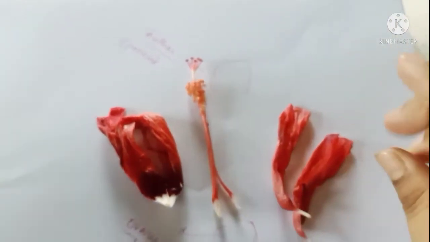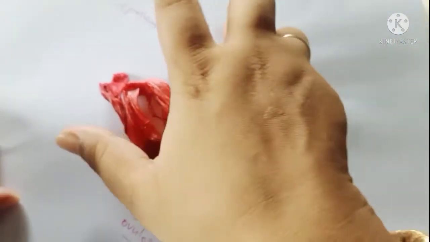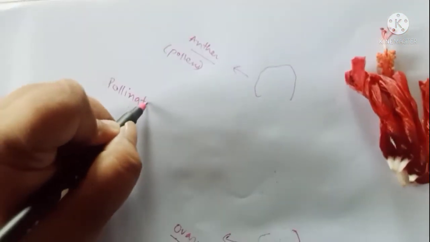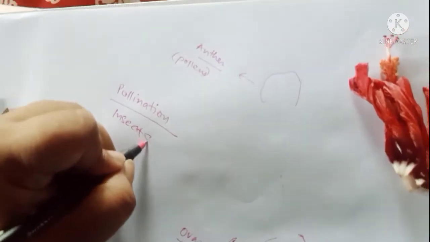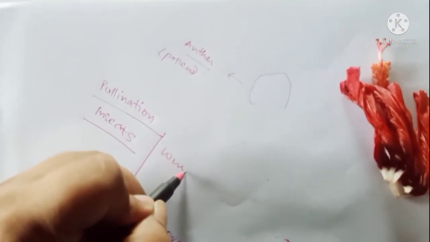There are two types of pollination. Now let me remove this part and let me tell you. There are two types of pollination. One is pollination by insects, and the other is pollination by wind.